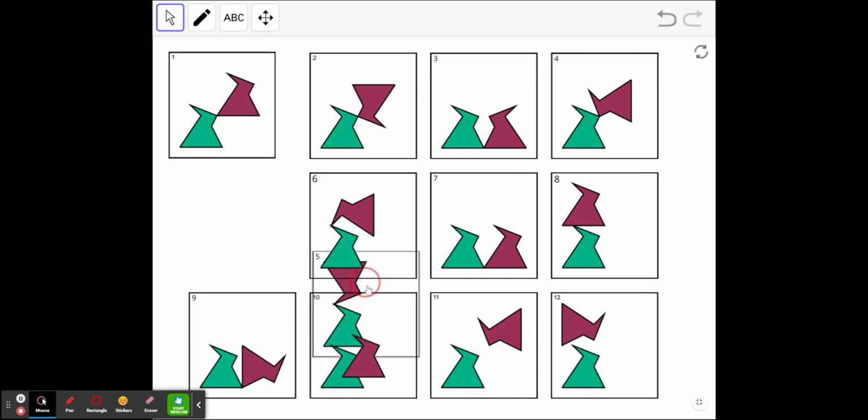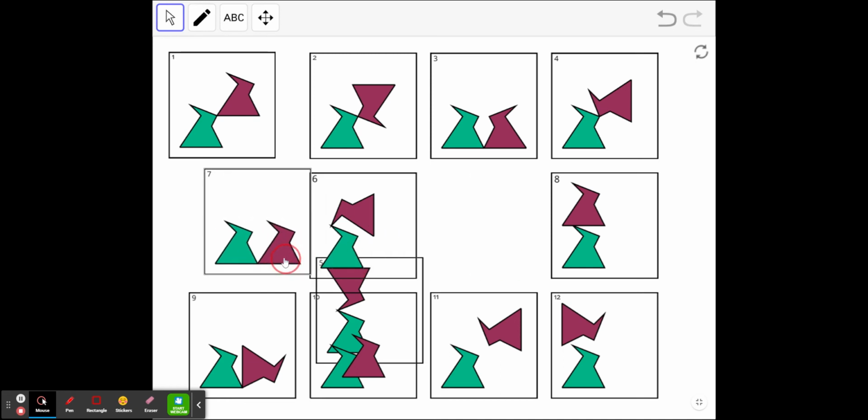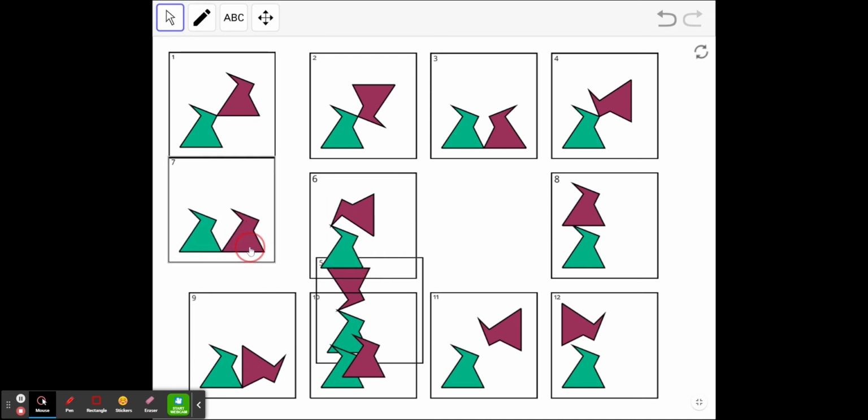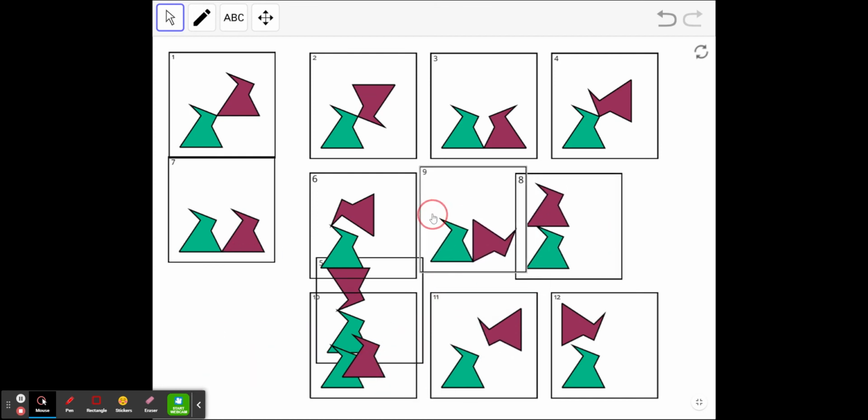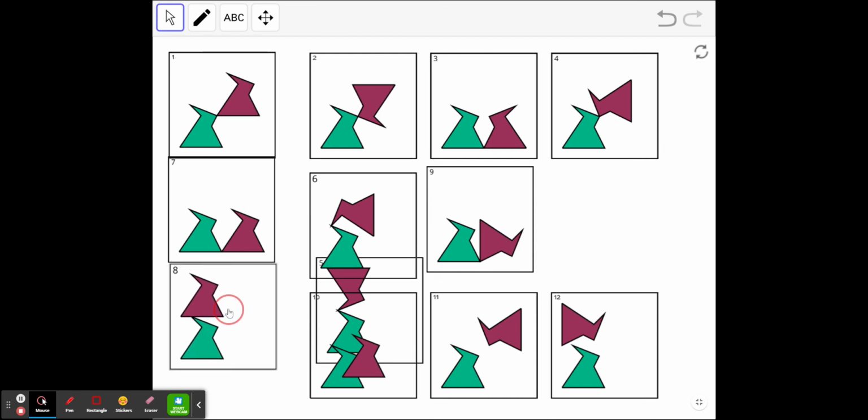All we did was slide them. I almost think of that like a copy and paste. I'm going to put 7 with 1 because that shows a figure just being slid. I think I'm going to put 8 over here with 1 because that shows a figure just being slid.